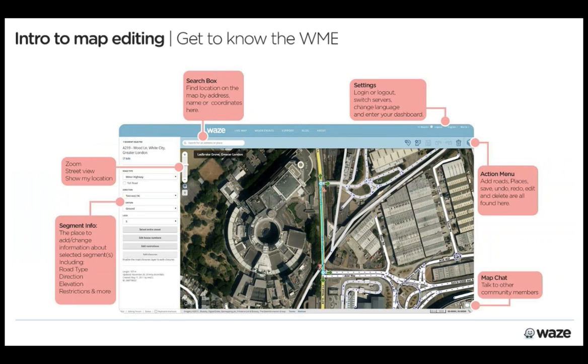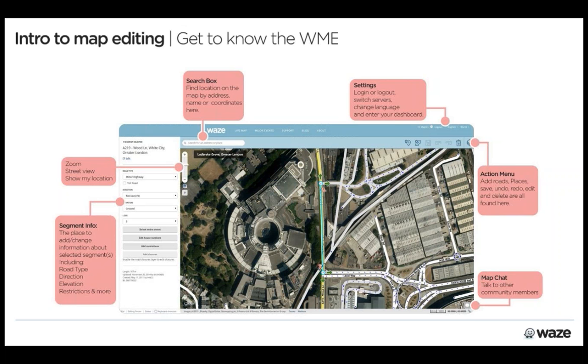So the search box is where you can find a location. You can search by coordinates, intersection, address, whatever you'd like right here. Settings, that's where you log in or log out, and that's actually moved over to the left-hand side, which we'll show you a little bit. It's where you switch servers, change language, and enter your dashboard. The action menu I'll go into in depth on the next slide.